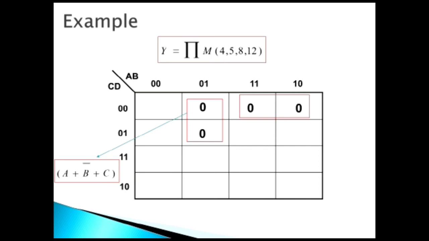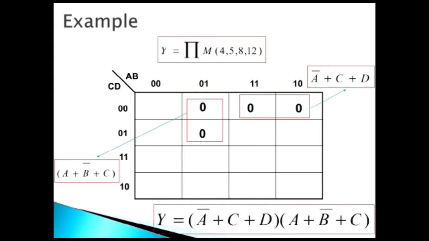Similarly, for next group, CD is unchanged, but AB is changing from 1, 1 to 1, 0. So B is changing, we will neglect the B. A is 1, so it will become A complement plus C plus D. And the overall expression of this problem is Y is equal to A complement plus C plus D into A plus B complement plus C.